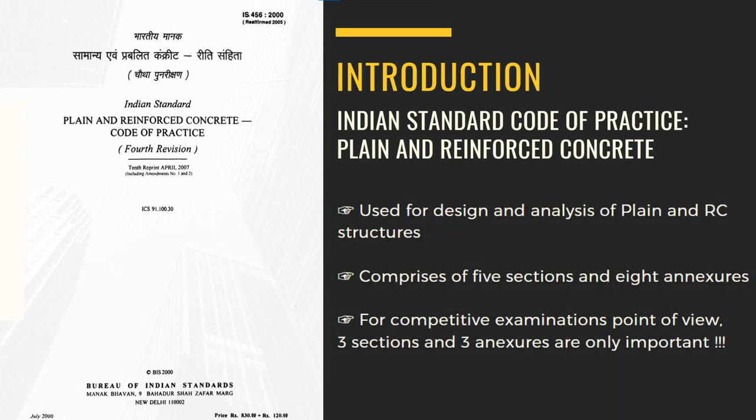It comprises 5 sections and 8 annexures, which are all important, but from a competitive examinations point of view, for those preparing for GATE, IES, UPSC, or any other service commission examinations, they require 3 sections and 3 annexures, which are mostly important and are asked in objective type and other questions. Before we move on to Section 1 of IS 456, we will start with a question.